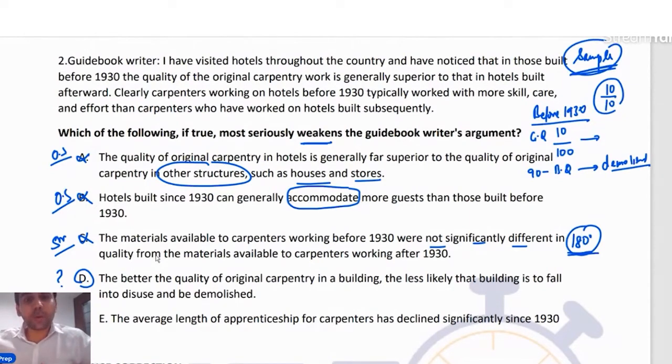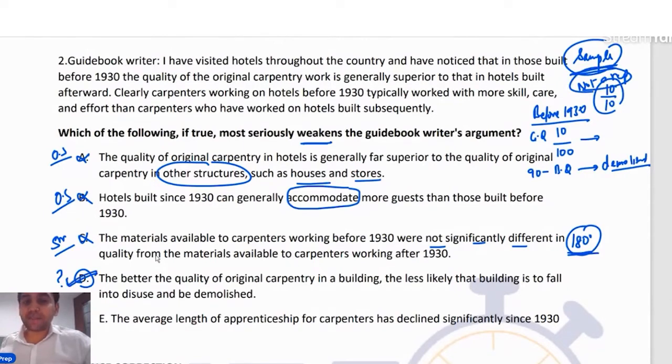So here, if before 1930 there were only 10 good quality ones and 90 bad quality ones, and because of the passage of time, the bad quality ones have got demolished, that will leave only the good quality ones out there. And if the author were to visit these hotels built before 1930 and find 10 on 10 of good quality, that doesn't necessarily mean that they basically are representative. This is not a representative sample. If it's not a representative sample, that will definitely weaken the argument.